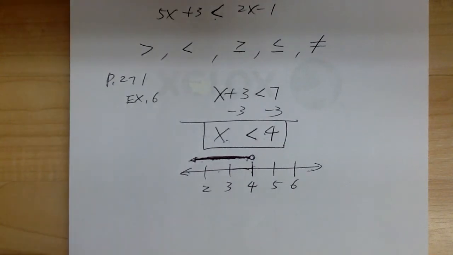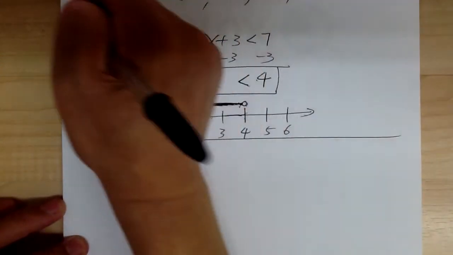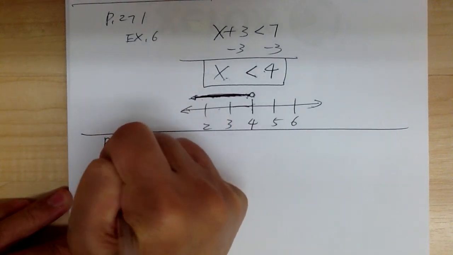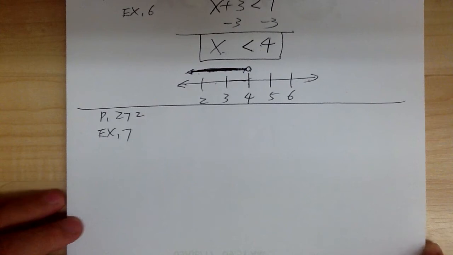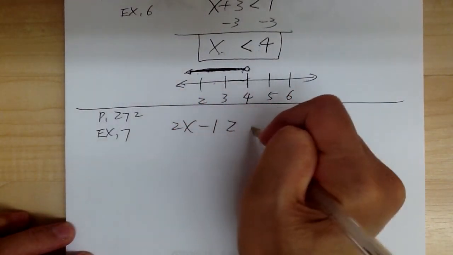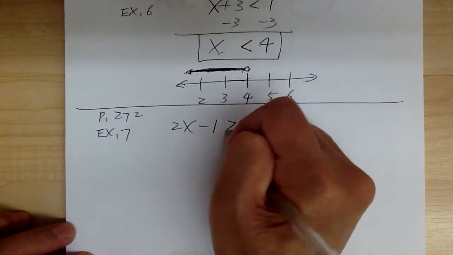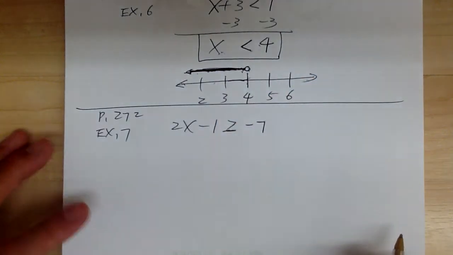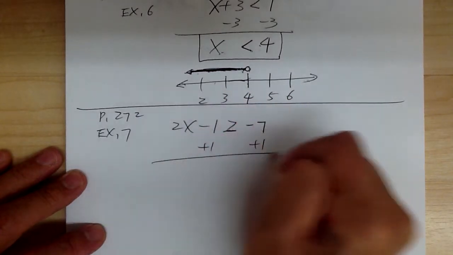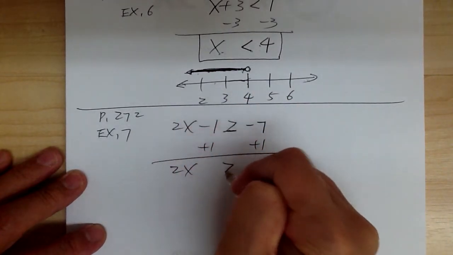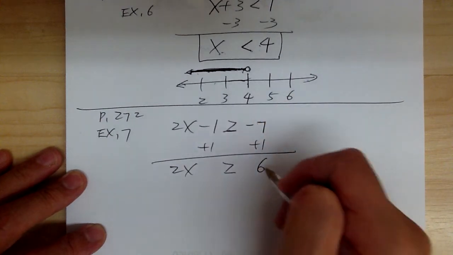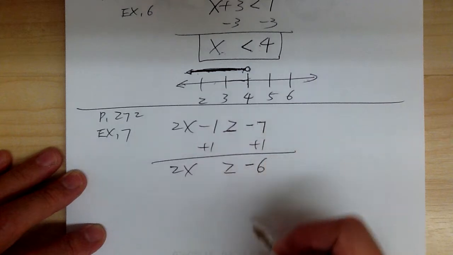Okay, let's go to example 7. You have 2x minus 1 is greater than or equal to negative 7. To solve this, first let's undo this. Go ahead and plus 1 on both sides. So you got 2x is greater than or equal to... these are opposite signs, so you have to subtract the numbers, so it will be 6. And you follow the sign of the bigger number to be minus.